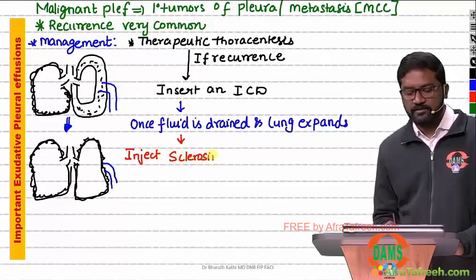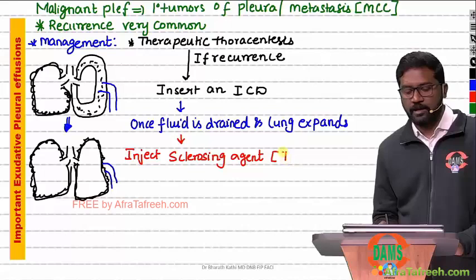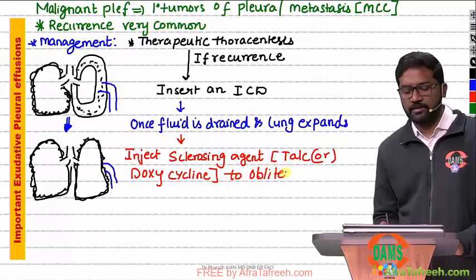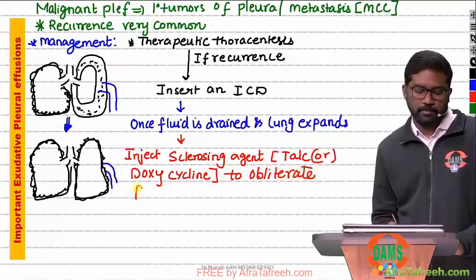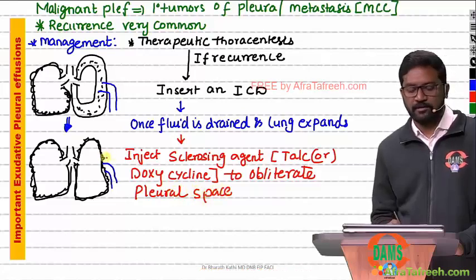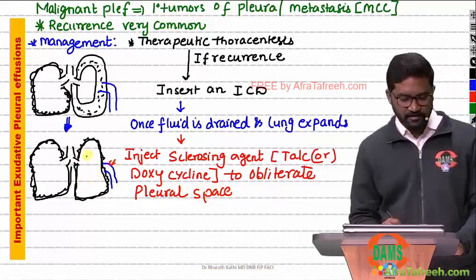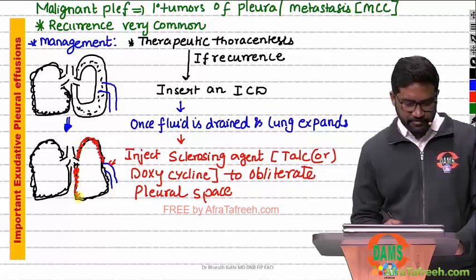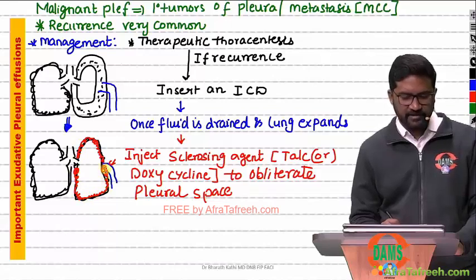sclerosing agent. Sclerosing agent in the sense talc or doxycycline to obliterate pleural space. So what we do here is, through this ICD we inject this sclerosing agent. Now this sclerosing agent will go into the pleural space and it will function like an adhesive.